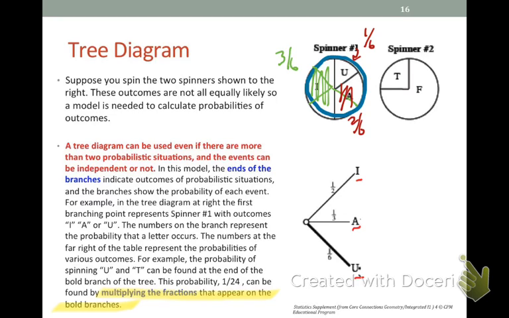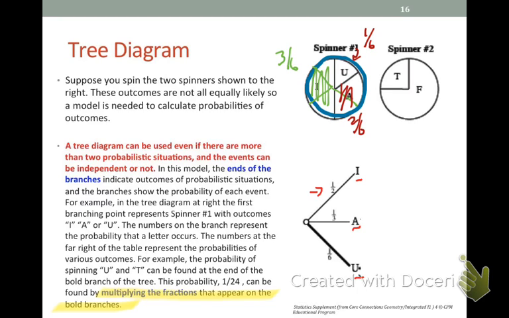Now, if we had more chunks of pie, like let's say there was 5 different size chunks, then our tree diagram could have 5 different possibilities. And then what we do is we list the probability of one of those being selected. So in the case of the I, it's 1/2. In the case of the A, it's 1/3. In the case of the U, it's 1/6 of the time.